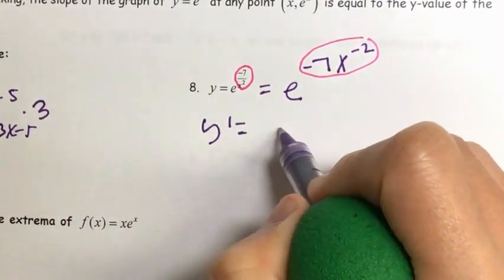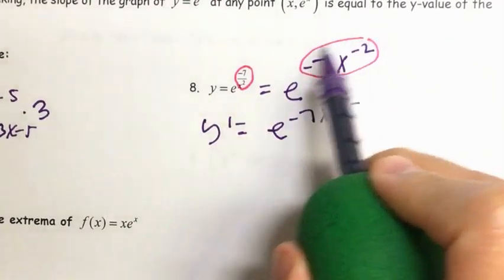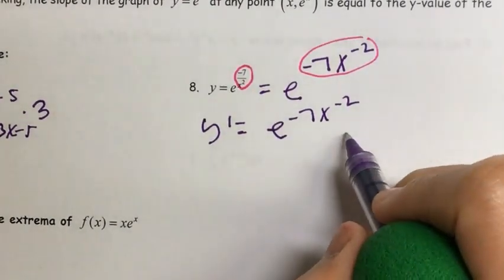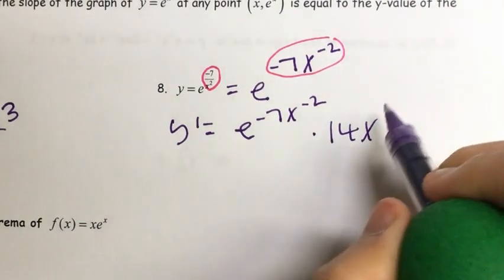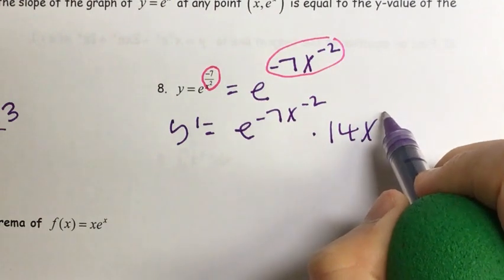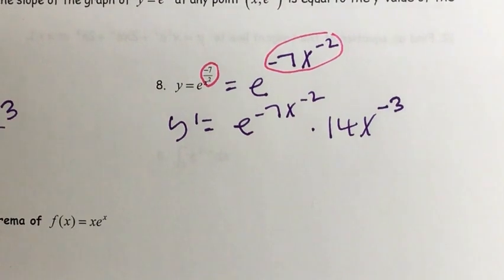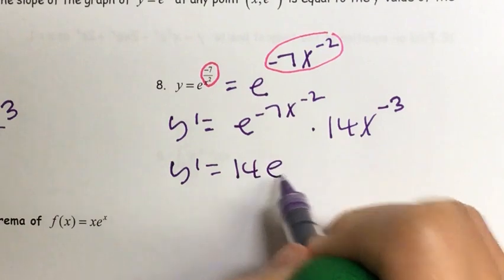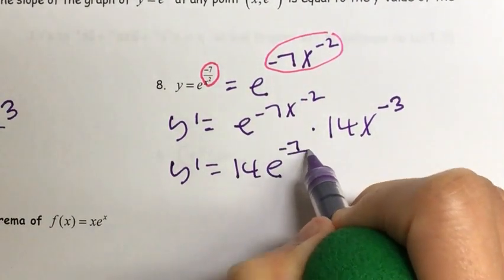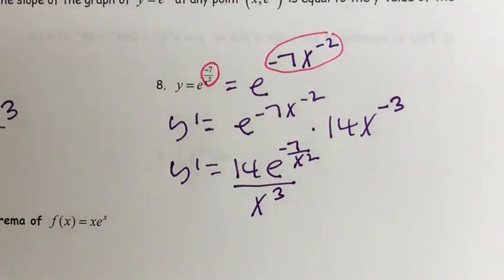So y prime is equal to, copy the original as it is. And when I derive the power that I've circled, what would that give me? 14x to the negative 3. Ooh, we're deriving, so one less power. We're not integrating. I know our brain is like, what are you doing to me? If this were a multiple choice question, the format you will see is the following: 14, e to the power of negative 7 over x squared, all over x cubed. It's basically controlling the powers to make it a positive exponent.